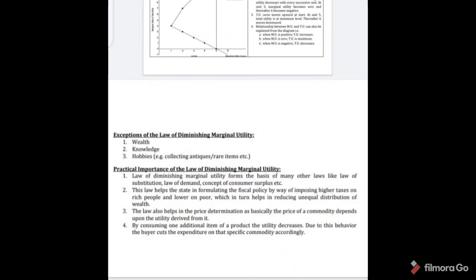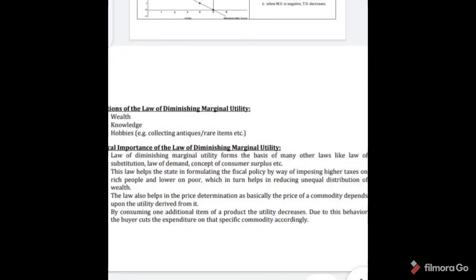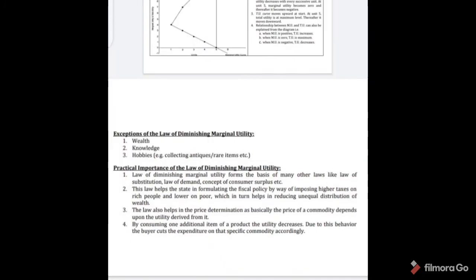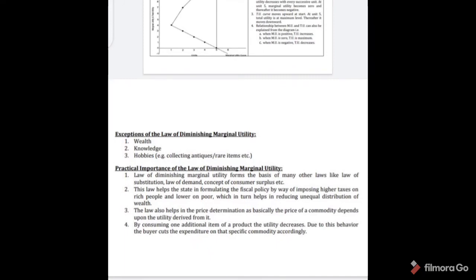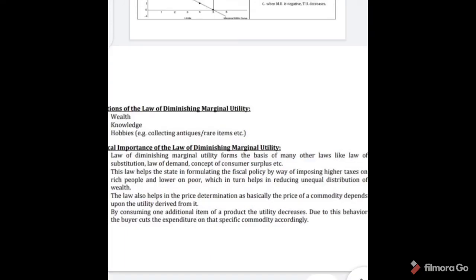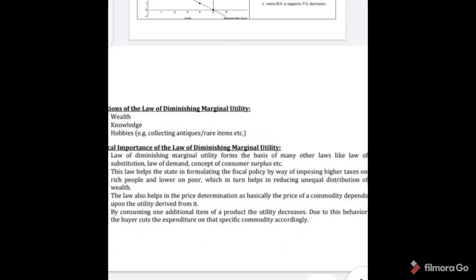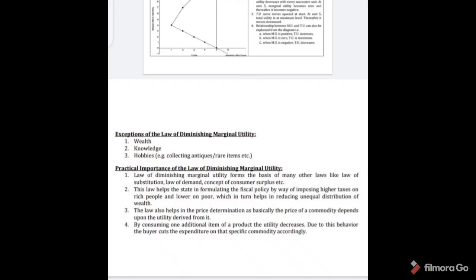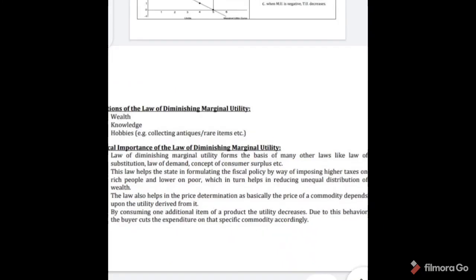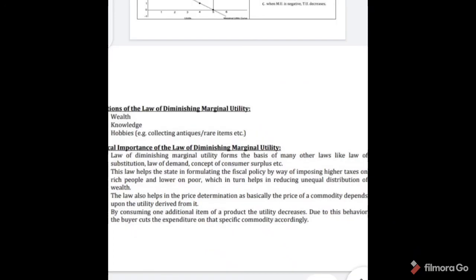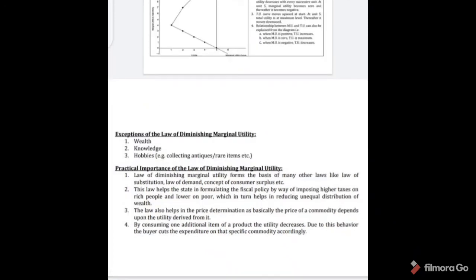Here we have got the practical importance of the law of diminishing marginal utility. Number 1, the law of diminishing marginal utility forms the basis of many other laws like the law of substitution, law of demand, concept of consumer surplus, etc. Number 2, this law helps the state in formulating the fiscal policy by way of imposing higher taxes on rich people and lower on poor, which in turn helps in reducing unequal distribution of wealth.